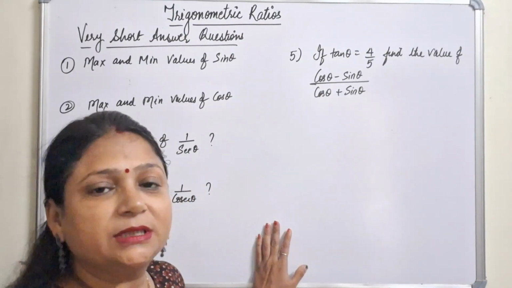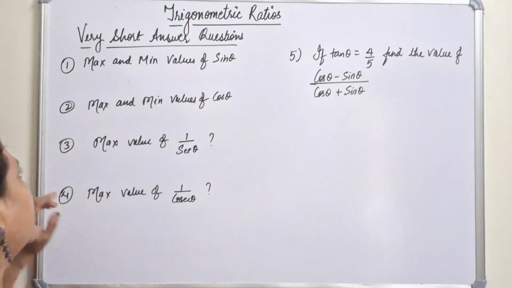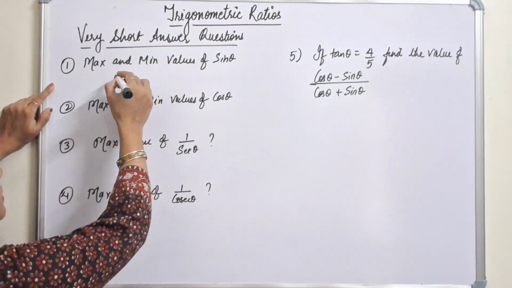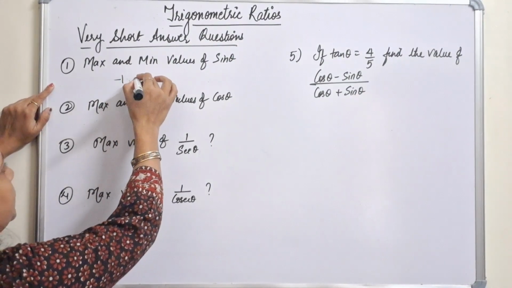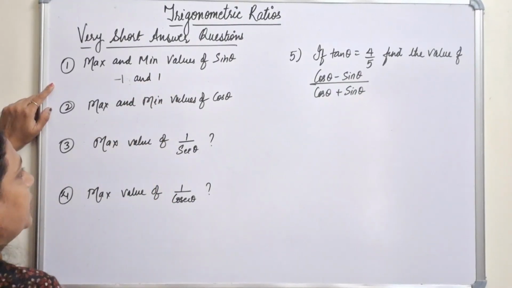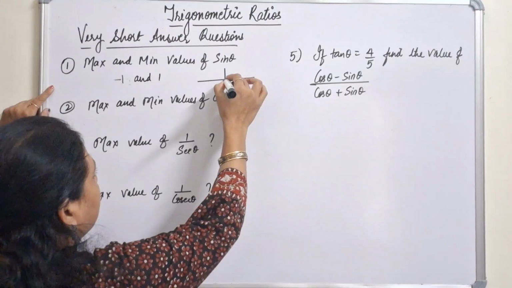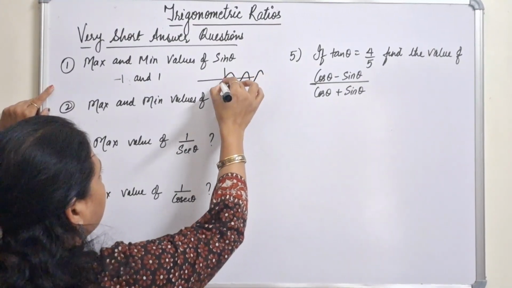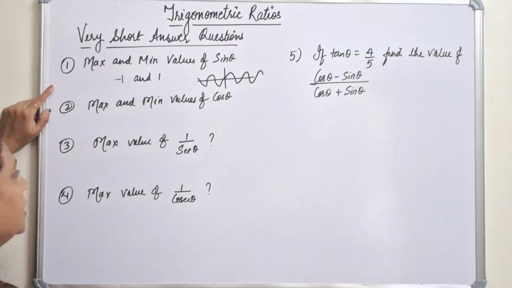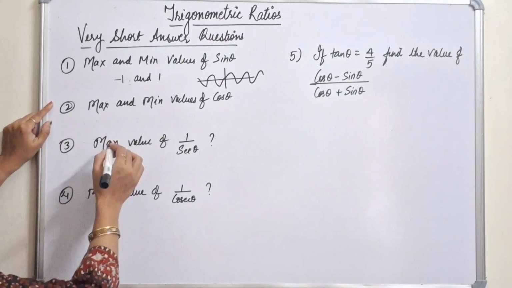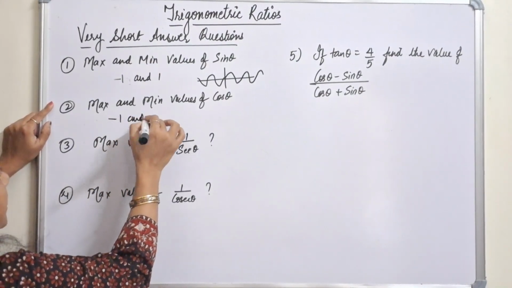So basic questions are there, and we will be starting with question number 1, maximum and minimum values of sine theta. So sine theta maximum and minimum values is always -1 and 1. So when you draw the graph of sine theta, you are having a wave like structure. So -1 to 1 is the minimum and maximum value. Similarly for cos theta also -1 and 1.